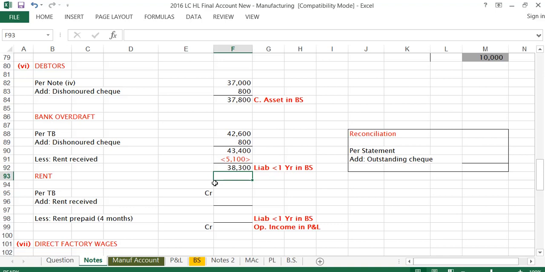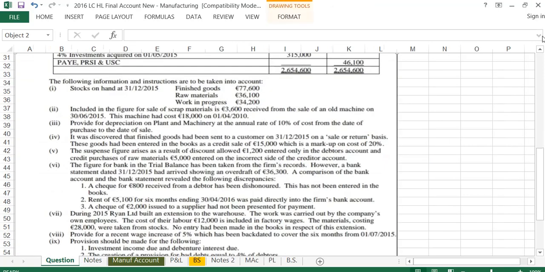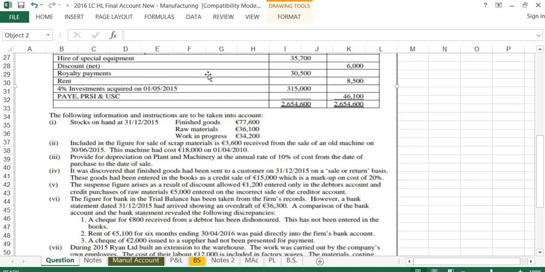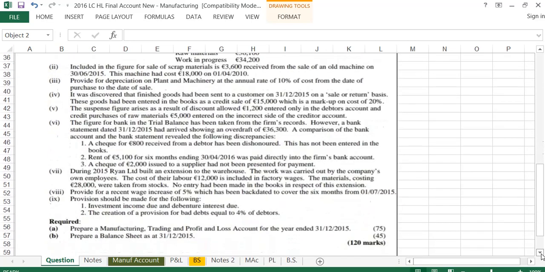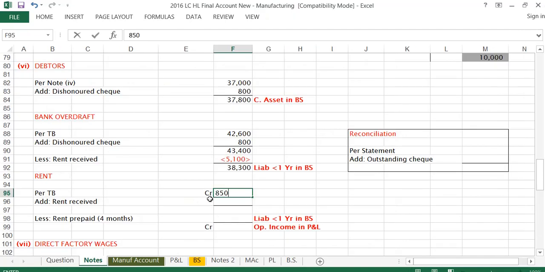Per the trial balance, if I go back and look at my trial balance, I can see down below that rent is 8,500. And again, you just have to be careful with rent, and the same with discounts and commission and stuff like that. They can be either income or expenditure. Now in this question, rent is a credit balance of 8,500, so it is income. So it's 8,500 income. I received a further 5,100, so when I add that on, in total I've received 13,600.